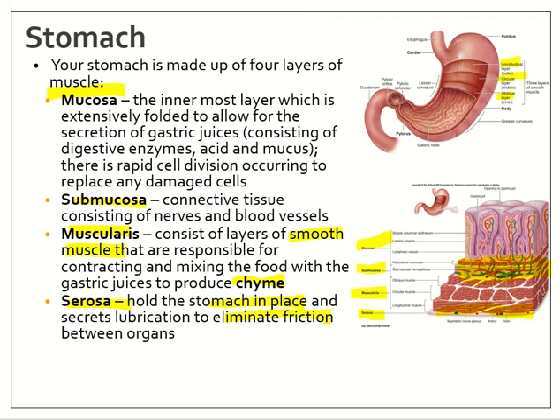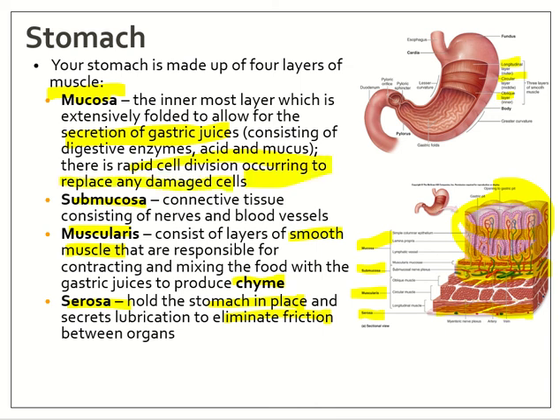The next inner layer, which is the last one here, is going to be the mucosa. It has all these little folds in it, kind of like your villi. And what it allows for is the secretion of your gastric juices. So enzymes, hydrochloric acid, things like that. Those layers are undergoing mitosis at such a rapid rate so that they can replace any damaged cell because the pH of our stomach is so acidic. So one thing about that is that rapid cell division to replace any cells.